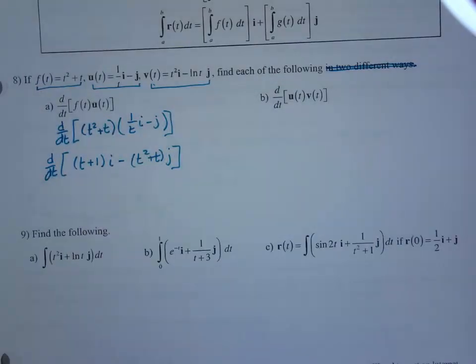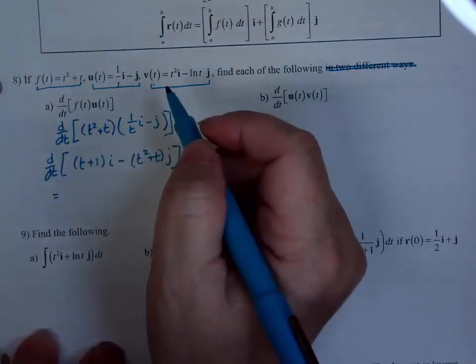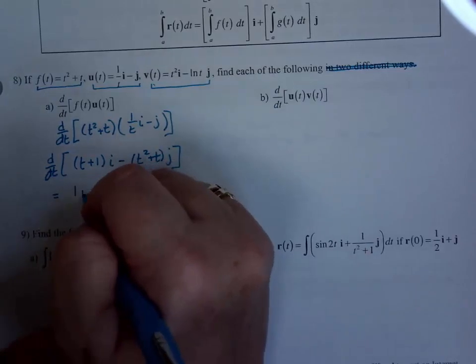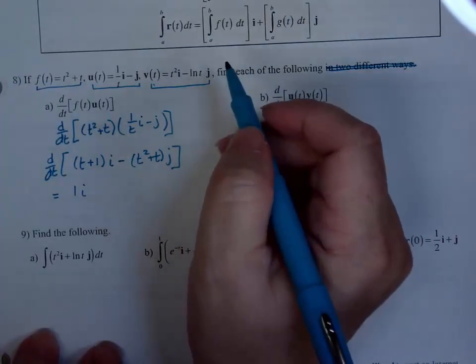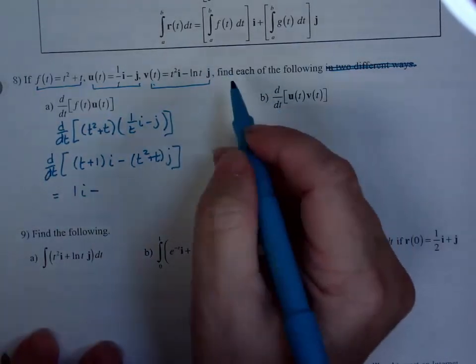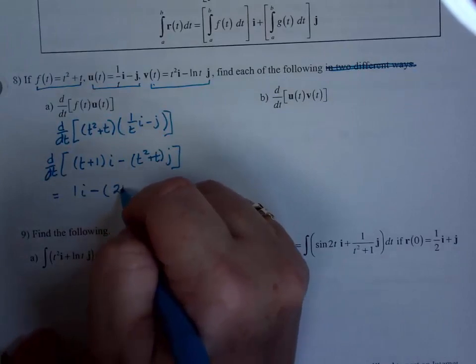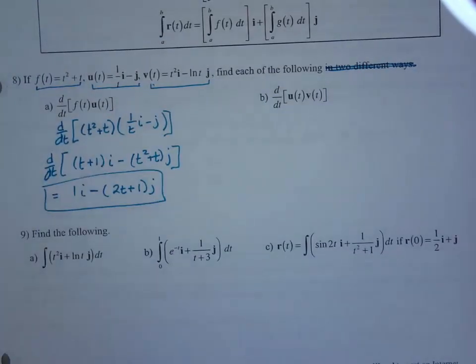Okay. Now I'm only taking the derivative of one thing. So I do each term individually. What is the derivative of t plus 1? 1. So it's 1i. Remember, i's and j's are basically constants here. They're like pi's. They're just kind of sitting there. Minus, what about the second term? 2t plus 1j. And that's your answer. I took the derivative.